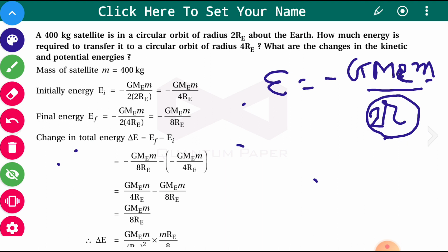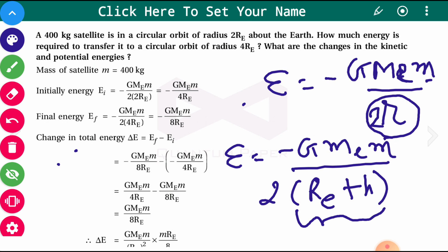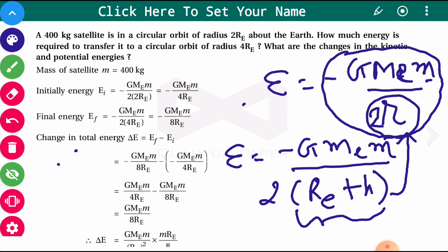The energy is generally given by minus G Me m upon 2 times RE plus H. Now if you take this RE plus H as small r, then the equation will become minus G Me m upon 2r. So the equation which is derived by us already, that is on page number 196, that you have to refer. That is the energy of the satellite which we have derived.